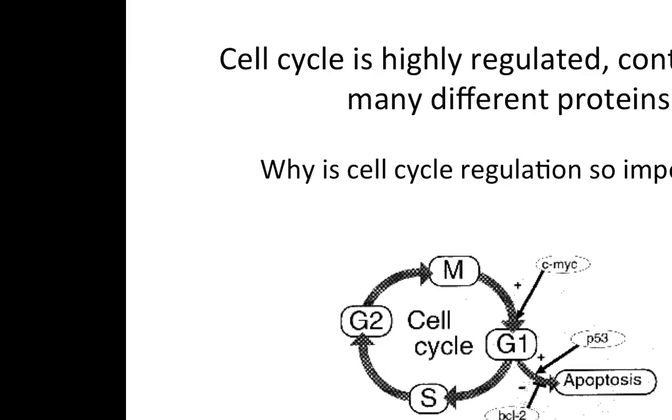So I keep saying the cell cycle is highly regulated and it's controlled by many different proteins. Why does this matter? Why is this so important?